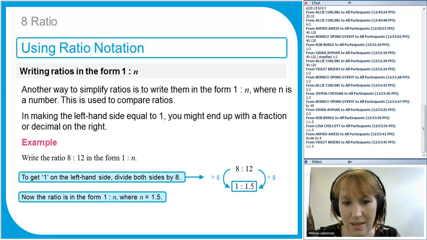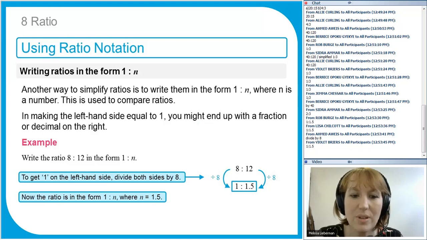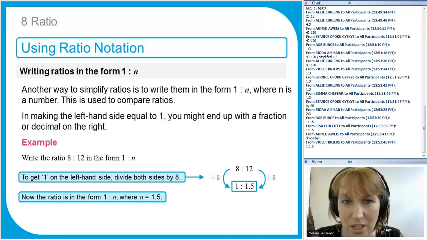So the n is 1.5. So 1 to 1.5. And what that's really telling me is that the second number in that ratio is 1.5 times the size of the first number. So you're kind of scaling between one number and the next. So the 12 is 1.5 times the first number. So you can see that sometimes having the ratio in this form is useful.